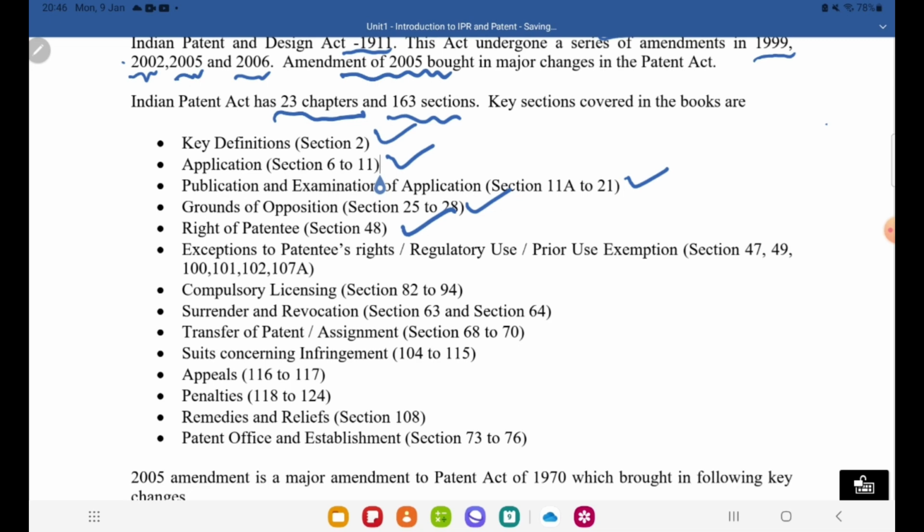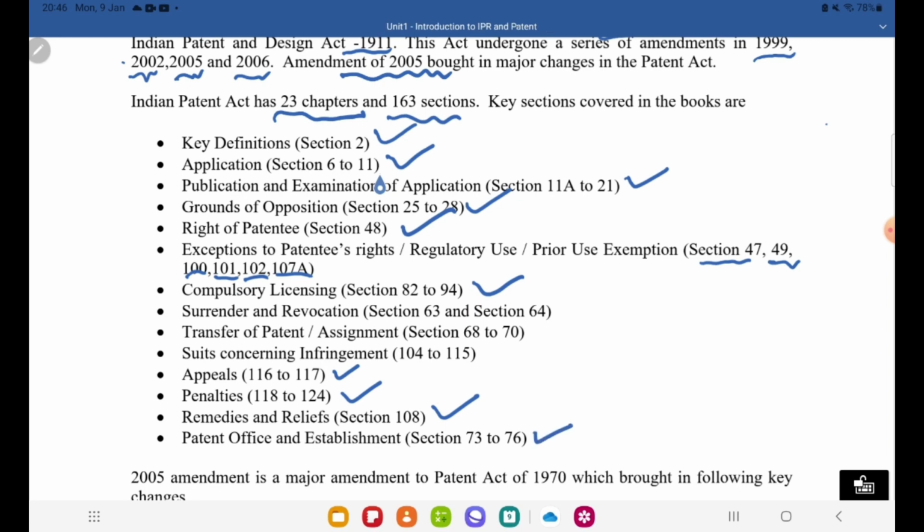Exceptions to the patentee's rights are there in different sections: section 47, 49, 100, 101, 102, 107E. We will discuss all these exceptions. Compulsory licensing is dealt with in sections 82 to 94. Surrender and revocation, sections 63 and 64. Transfer of patent, assignments, sections 68 to 70. Suits concerning infringement, 104 to 115. Appeals in sections 116 to 117. Penalties in 118 to 124. Remedies and reliefs in 108. Patent office and establishment, sections 73 to 76.